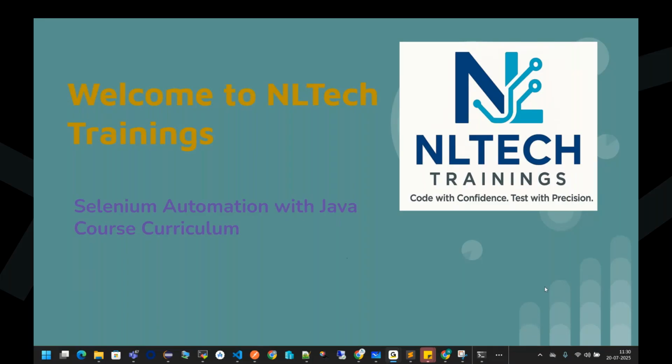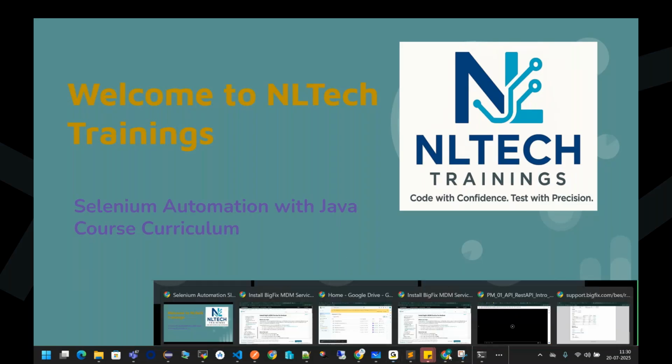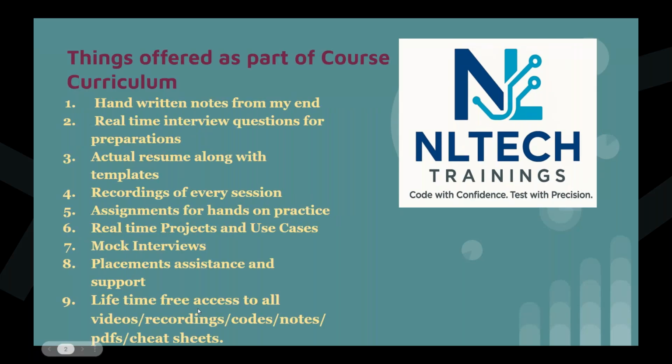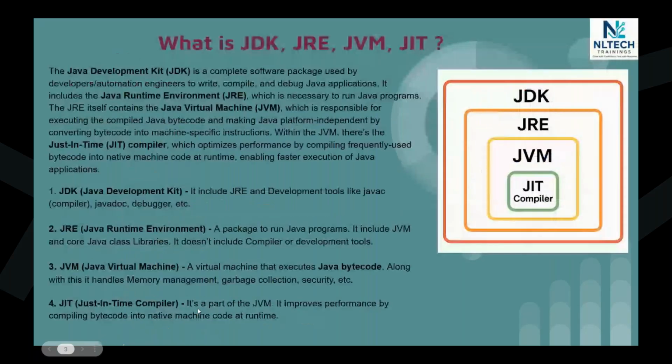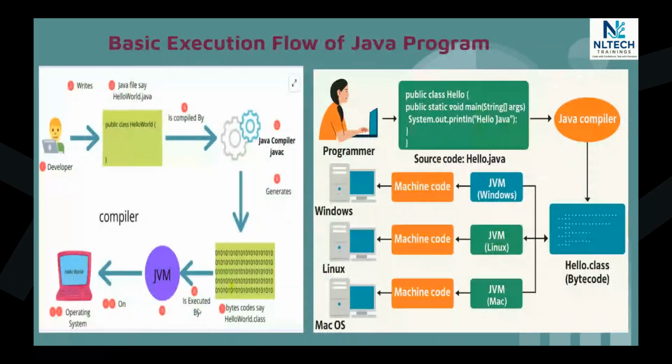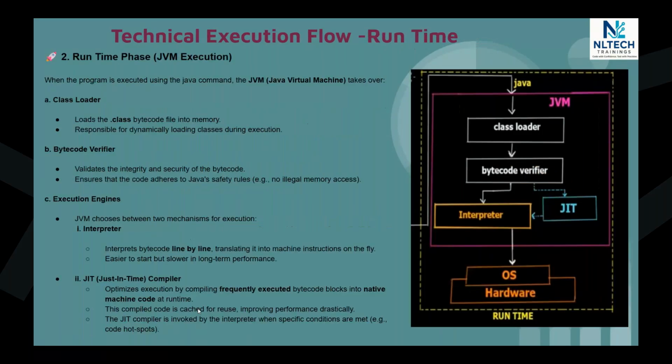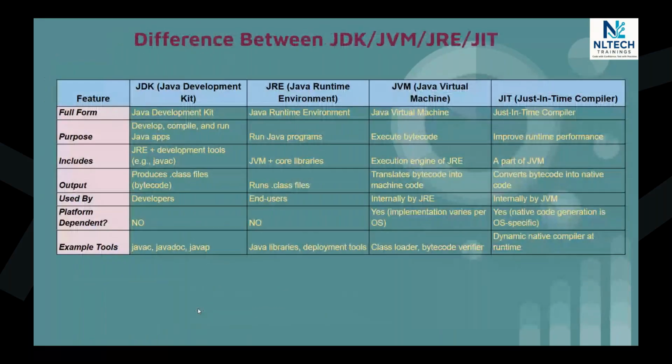Okay, so to give a refresher, yesterday's session was all about the course curriculum. We talked about JDK, JRE, JVM, JIT, and the differences between all these things. How the execution flow of a Java program takes place, basically in layman terms, and then we saw more technical terms with the help of compile time execution and runtime execution. Apart from that, we saw the differences between JDK, JVM, JRE, and JIT.